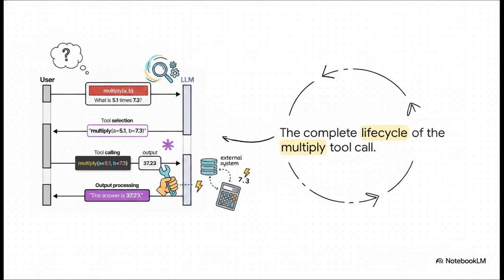It creates this perfect loop. The user asks the question, the LLM selects the multiply tool and generates that JSON intention. Then our external system intercepts it, actually calls the Python function, calculates the result, which happens to be 37.23, and finally feeds that resulting number right back into the LLM.